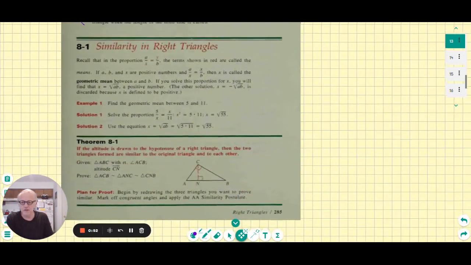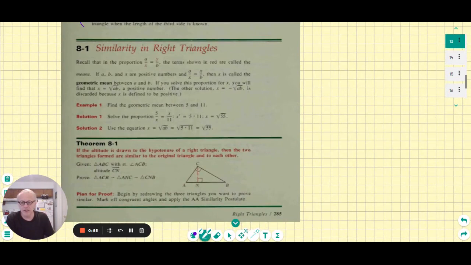So we'll first of all start to talk about similarity in right triangles, 8-1. When we have a proportion, a over x equals y over b, the terms in red are called the means. And the other numbers, the a and the b, would be called the extremes.